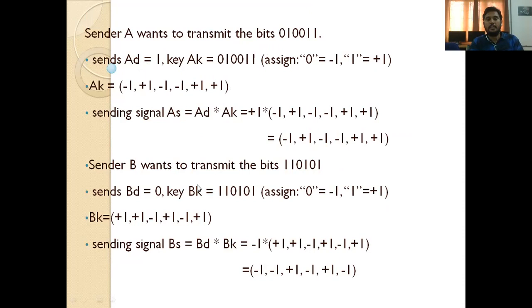Again B wants to transmit data. We take BD equal to 0, and key BK is equal to 110101. Assign 0 equal to -1 and 1 equal to +1. As usual, BS is equal to BD star BK. So this is the B signal and this is the A signal.